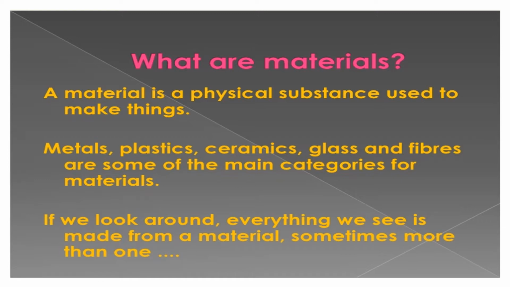Firstly, we'll take a quick recap of what materials are. As you can see in the slide, a material is a physical substance used to make things. Metal, plastic, ceramics, glass and fibers are some of the main categories of material. If we look around, everything we see is made from a material, sometimes more than one. And as we know, matter is everything that occupies space and has mass.